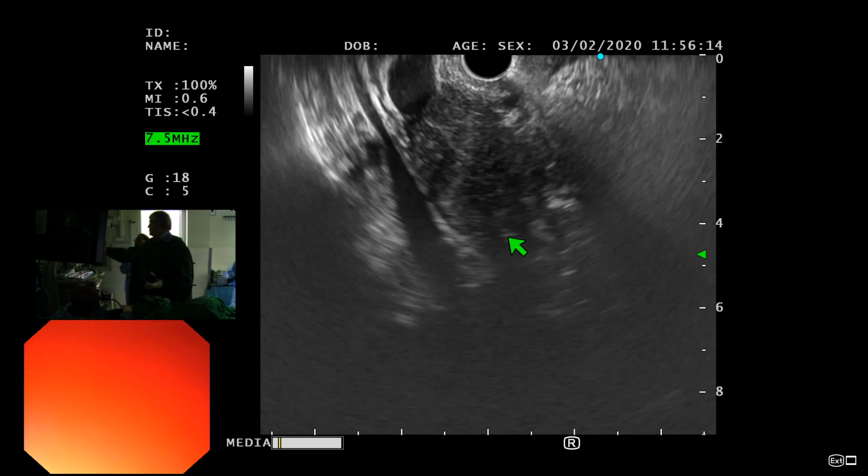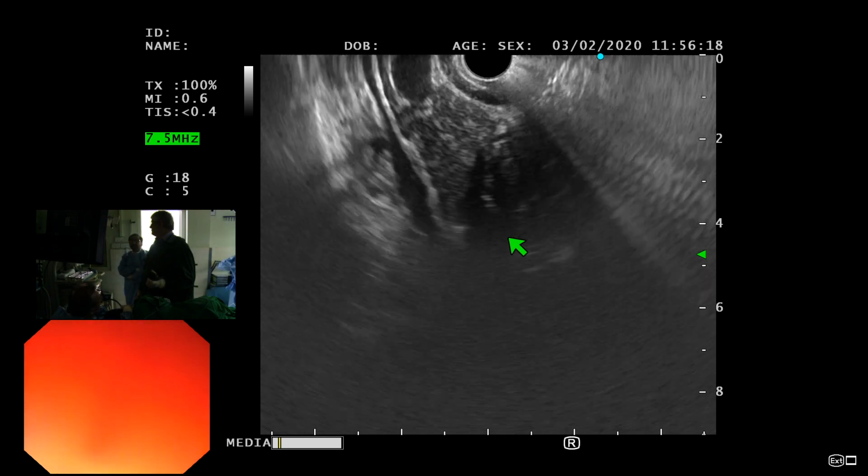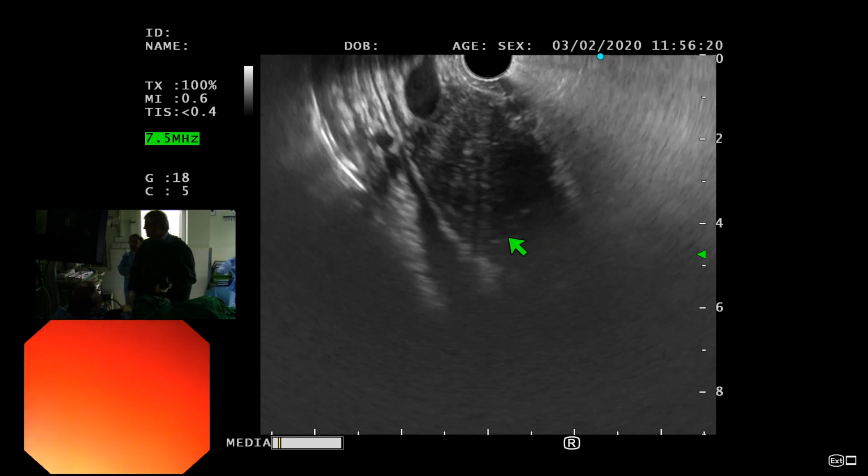Actually, if you are suspecting autoimmune, you should do FNB to give you a better sample, and you can do the staining.